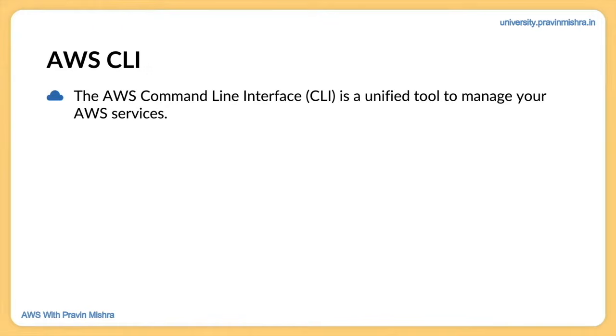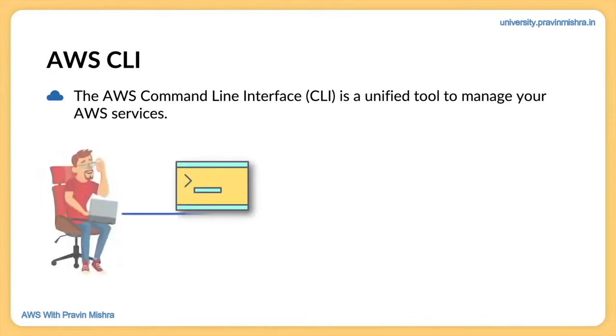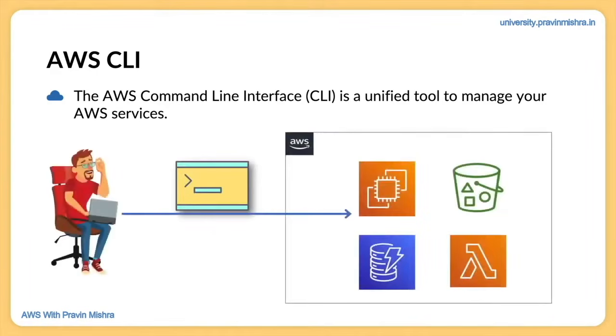This method is perfect for those who want to automate their tasks and have more control through scripts. The AWS Command Line Interface, CLI, is a unified tool to manage your AWS resources. It's a command line interface that allows you to manage your AWS services using your computer terminal. This is a tool you can easily install on your computer. It supports Windows, Mac, and Linux operating systems.